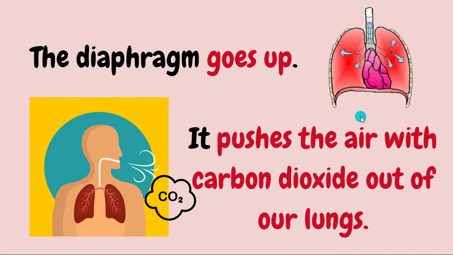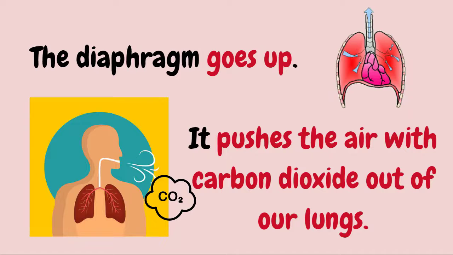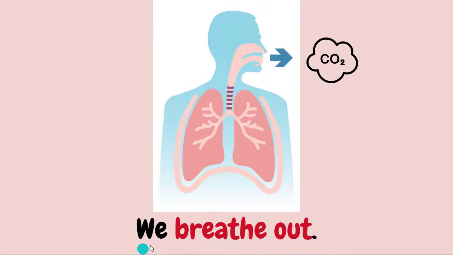Then, the diaphragm goes up. It pushes the air with carbon dioxide out of our lungs. So now, the air with carbon dioxide is out of our lungs, out of our bodies, like this. So we breathe out. So this was the process of breathing: we take in oxygen into our lungs, and this air with oxygen goes into our blood. Our heart pumps this blood around our body, and then we breathe out carbon dioxide.